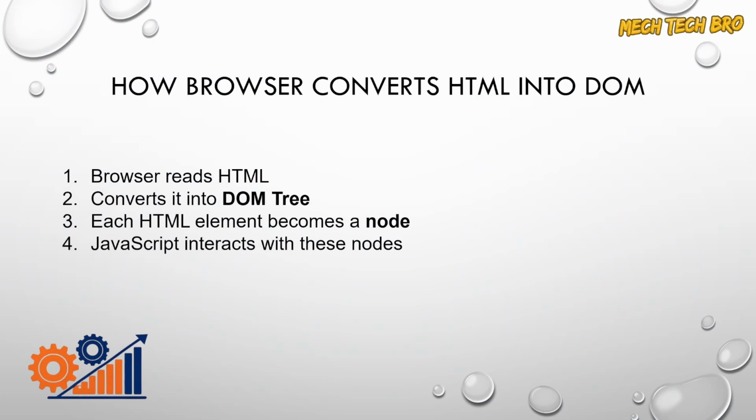How the browser converts HTML into DOM. The browser reads the HTML and converts it into a DOM tree, and each HTML element becomes a node. JavaScript interacts with these nodes. Okay. Don't worry, I will explain it clearly in Visual Studio Code step by step.